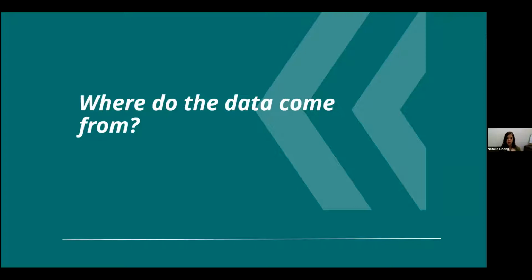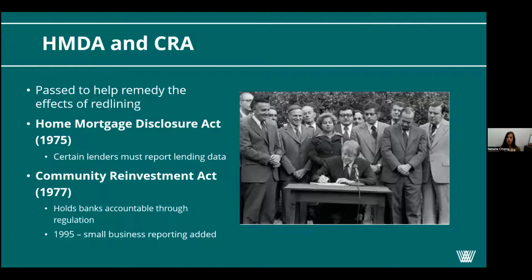So where do our data come from? The data we use at Woodstock for our fact book come from 2 acts, HMDA and CRA. These were passed to help remedy the effects of redlining, which was a practice I'm sure you're all well familiar with, that discouraged lending in neighborhoods of color and resulted in a lot of patterns of disparity and under-resourced communities. And these legacies continue today through ongoing disparity in lending, investment, and access to financial goods and services.